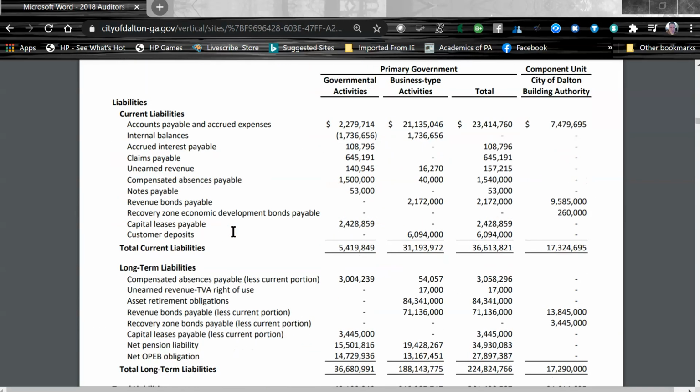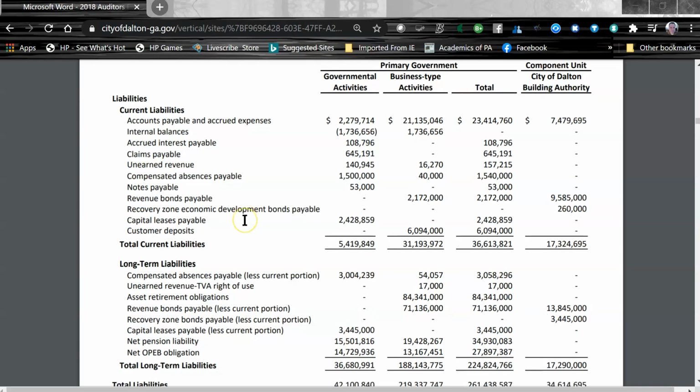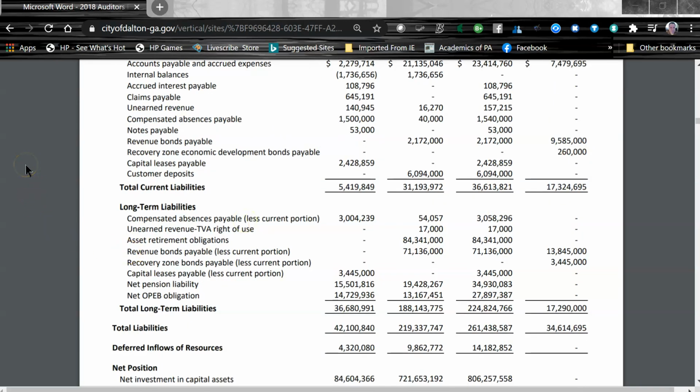And come over to the liability side, and again, it looks very similar to what you traditionally have seen in private sector accounting. You've got accounts payable and accrued expenses, accrued interest payable, claims payable, unearned revenue, compensated absences payable. All the different payables show up as your current liabilities. Those are your accrued liabilities. Then under long term, you can see they've got compensated absences less the current portion, so that'd be your sick time and so forth.